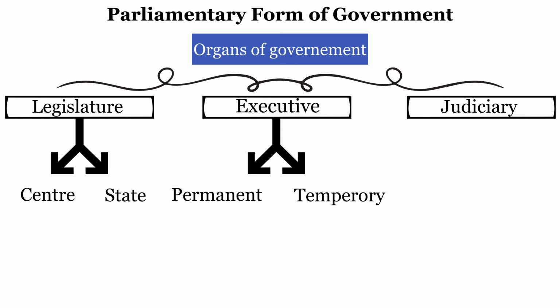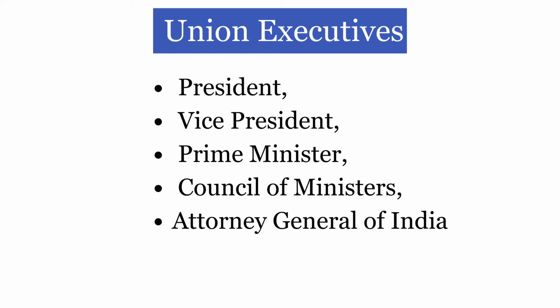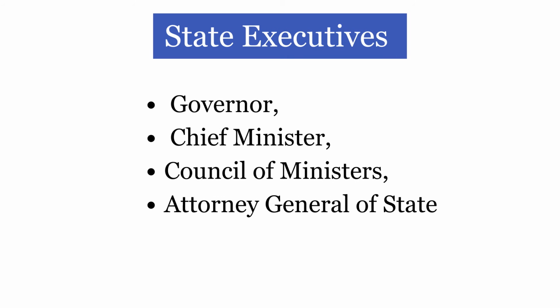The executive organ comprises both permanent and temporary components. The permanent component consists of the bureaucracy who implement policies and ensure the efficient functioning of the government machinery on a daily basis. The temporary component includes union executives at the center, with key positions like President, Vice President, Prime Minister, Council of Ministers, Attorney General of India. And at the state, state executives like Governor, Chief Minister, Council of Ministers, Attorney General of State.